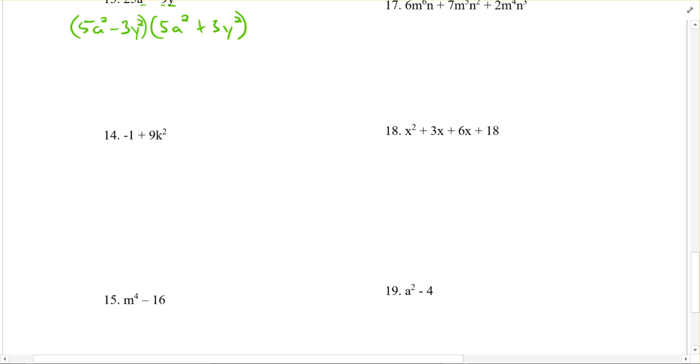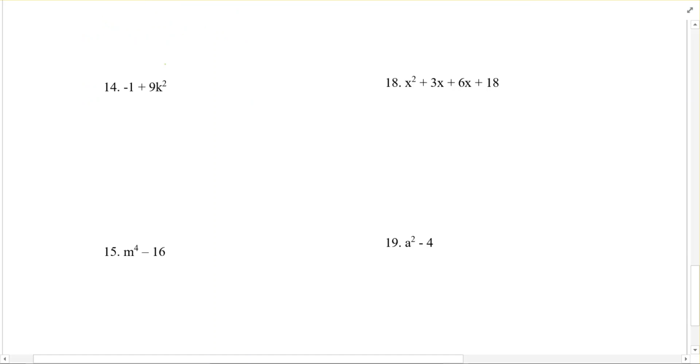That's it. This one will probably make a bit more sense if you just swapped these numbers around first. So what if we rewrote this as 9k squared minus 1? Maybe that didn't help, I don't know. Remember that 1 is a perfect square as well, right? So we can just put this as a perfect square. This would be 3k minus 1, and then 3k plus 1.